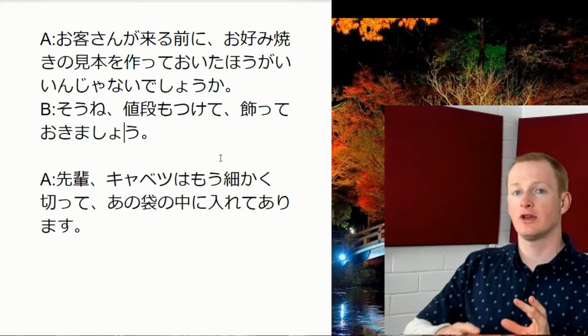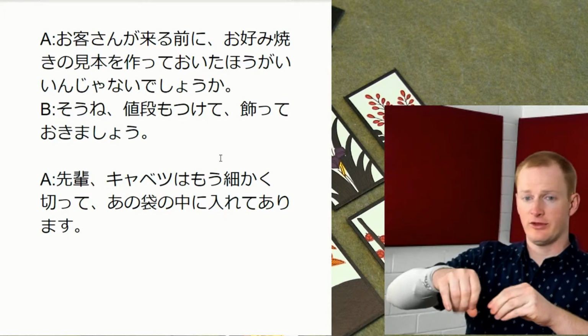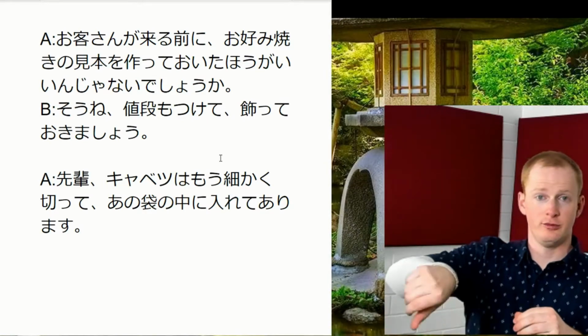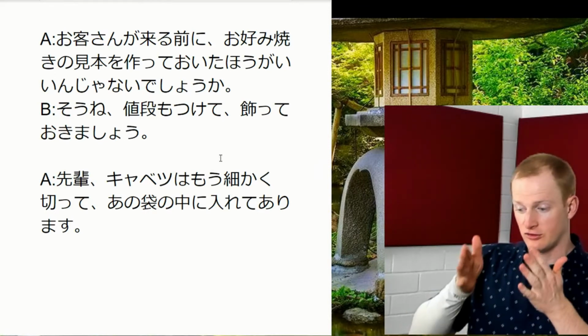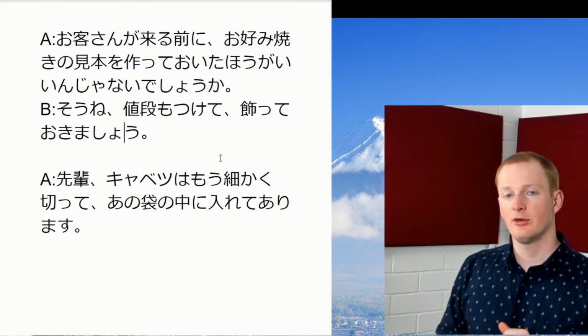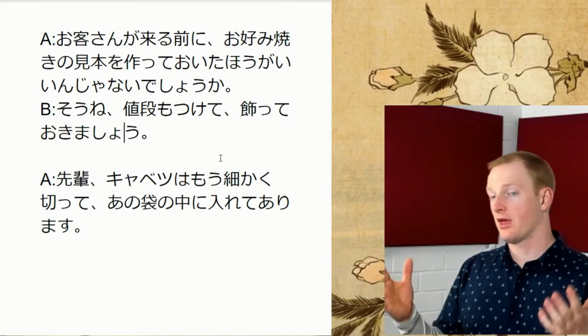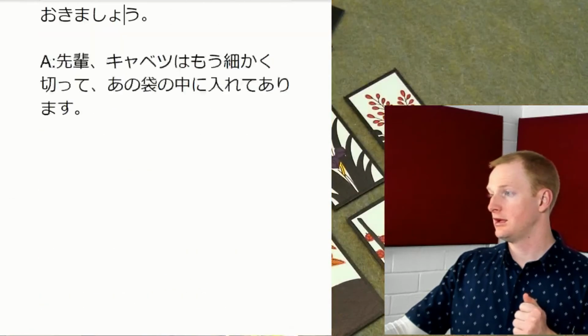So kazatte okimashou means we're going to put all the katsuobushi and all these kind of things and the kyupi, all the okonomiyaki sauce, all that kind of stuff on there. So it just looks ready to go, right? Kazatte okimashou. Going to kind of put that stuff on there in preparation for the future. And then, yeah, two bits.